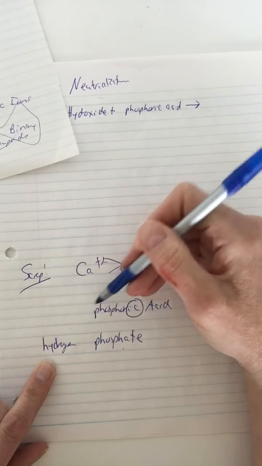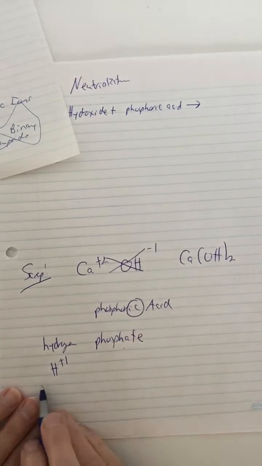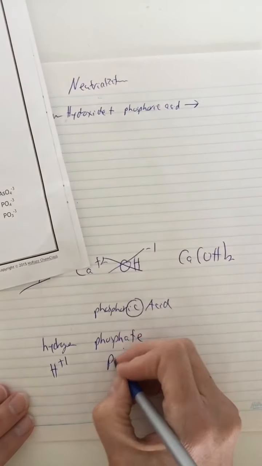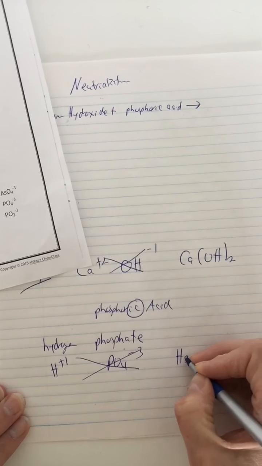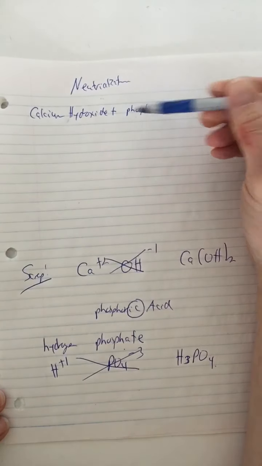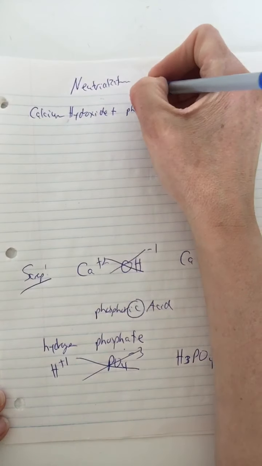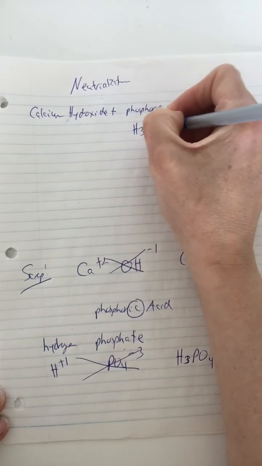And so when I look at this, I need to say hydrogen is H+1. Now I have to look up, what does phosphate look like? PO4 3-. I do a crisscross, I get H3PO4. Okay, so that's phosphoric acid, or we can call it hydrogen phosphate. It doesn't matter. H3PO4.